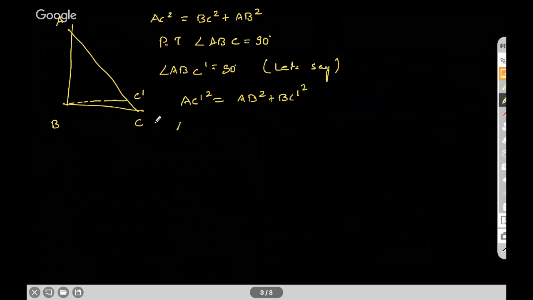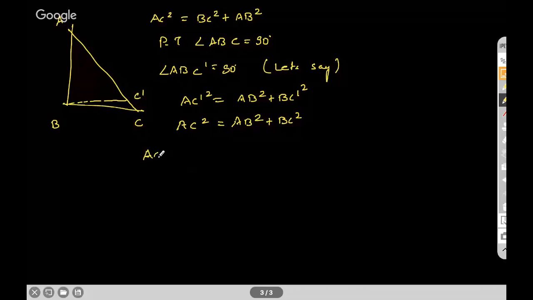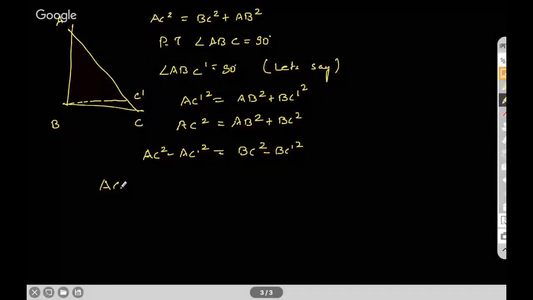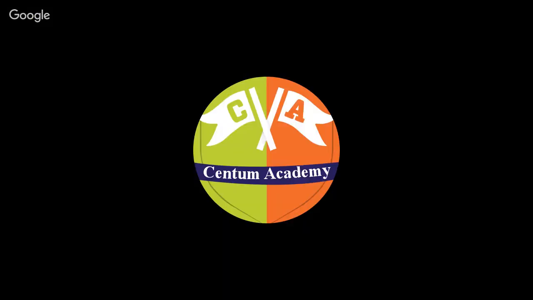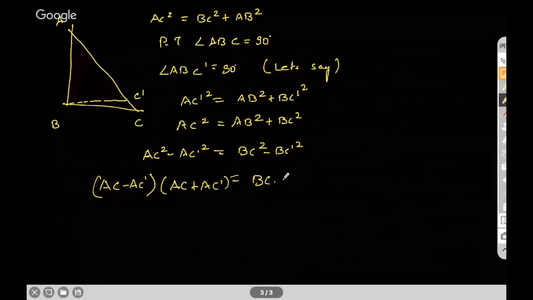Here, given is AC square is equal to AB square plus BC square. So let me subtract both of them. I'll get AC square minus AC dash square is equal to BC square minus BC dash square. So that I can write as AC minus AC dash into AC plus AC dash is equal to BC minus BC dash into BC plus BC dash.